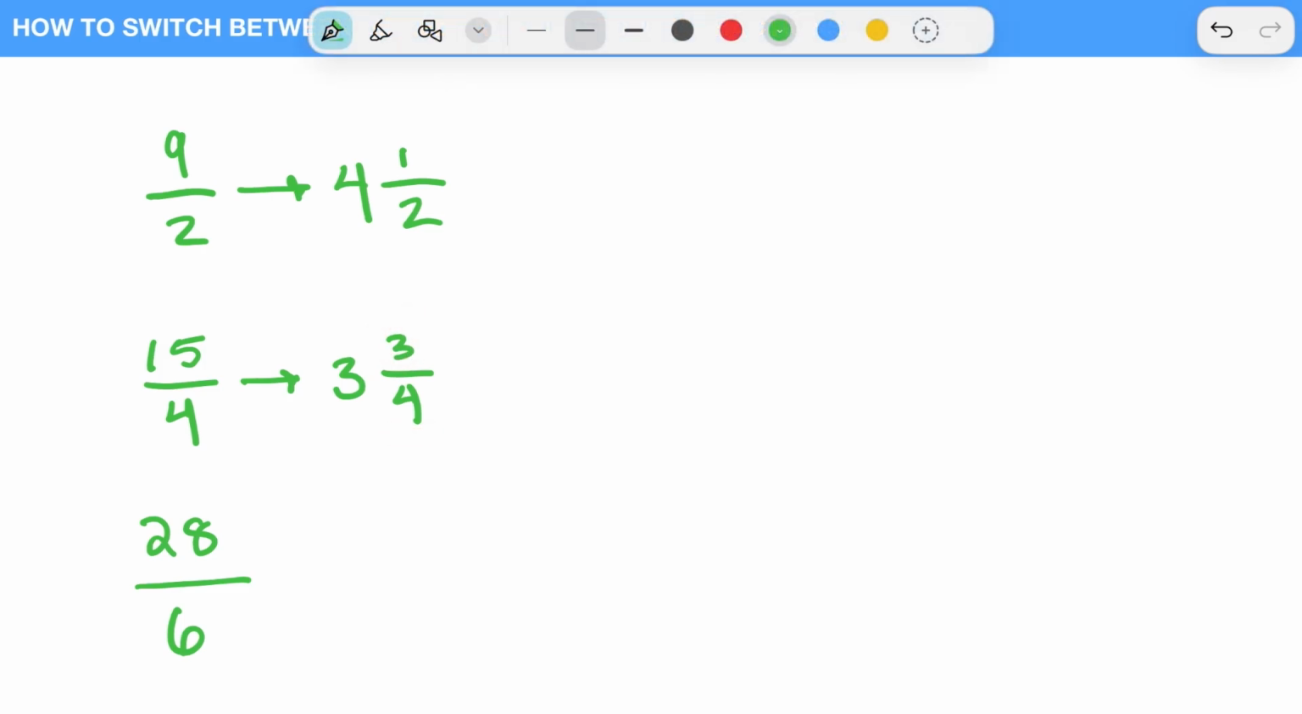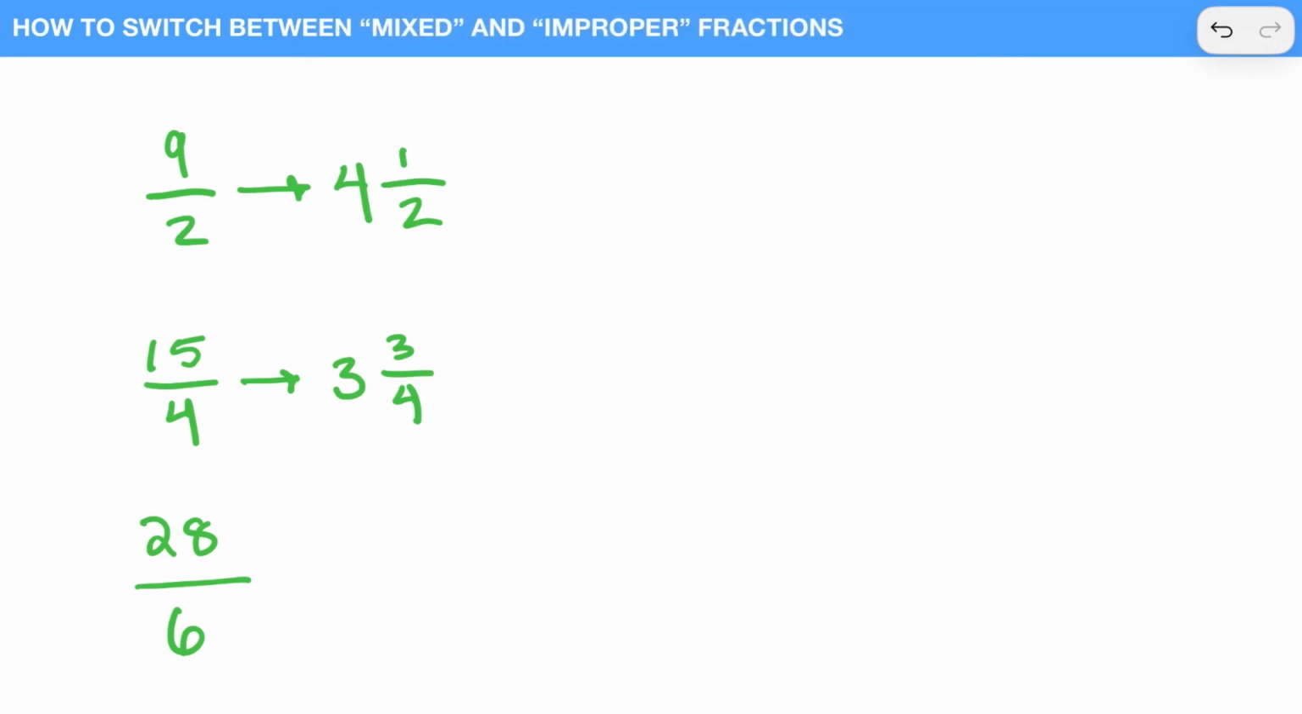Let's do this last one now. How about 28 over 6? How many times does 6 go into 28? Well, the answer is 4, because 6 times 4 is 24, and then I have 4 left over, right? Because from 24 to 28, we'd have 4 left over. This is 4 sixths. Now, just as a refresher, let's say I wanted to rewrite this in its simplest form. 4 sixths is the same thing as 2 thirds. So this would technically be the simplified answer, but this is also acceptable because it is a mixed fraction.